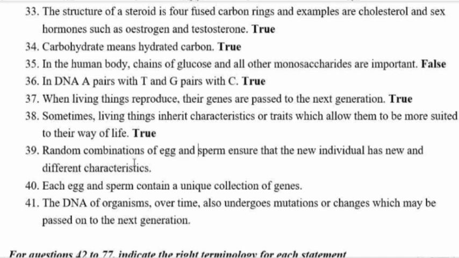Now, question number 39 is saying that random combination of egg and sperm ensure that the new individual has new and different characteristics. Okay, random combination of egg and sperm ensure that the new individual, the offspring, has new and different characteristics. This one is also true. It is also true. And I hope you can explain that one, right?